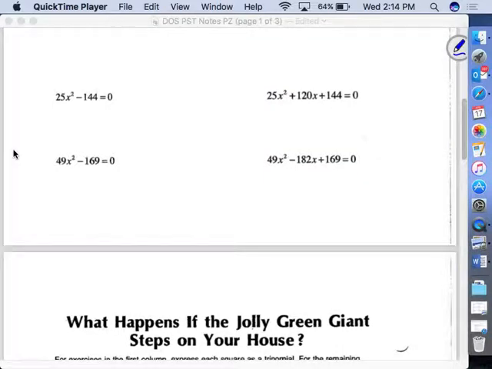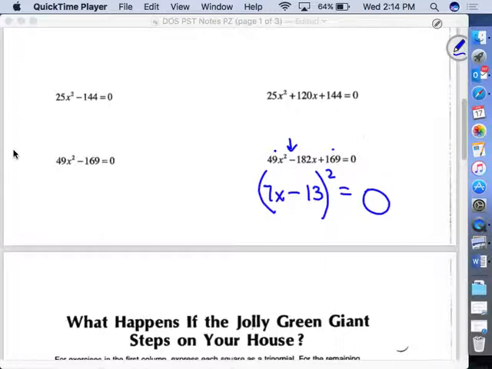Mentally checking, beginning and ending with positive perfect squares. So if this is the pattern, it's going to be the same binomial times itself. The square root of 49x squared is 7x. The square root of 169 is 13. The operation in the middle is negative, or is subtraction, so that means that the binomial factor would have a negative sign in the middle. 7 times 13 is 91.